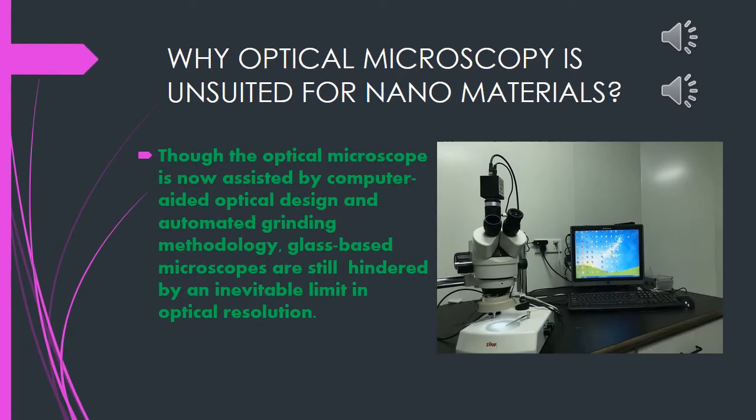Why optical microscopy is unsuited for nanomaterials. Though the optical microscope is now assisted by computer-aided optical design and automated grinding methodology, glass-based microscopes are still hindered by an inevitable limit in optical resolution that arises from the diffraction of visible light wavefronts as they pass through the circular aperture and the structural aberrations of the specimen. Since the drawbacks are a result of fundamental physical phenomena itself, alterations to the lens and aperture design are yieldless.